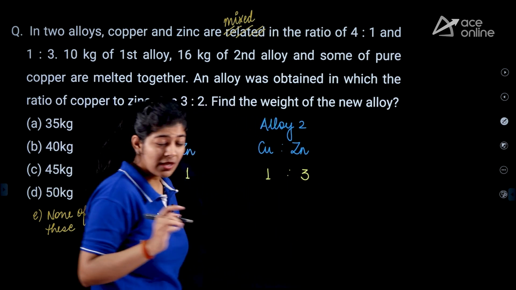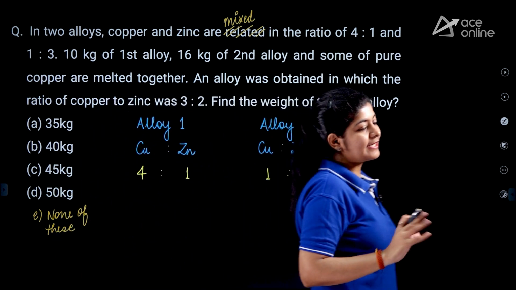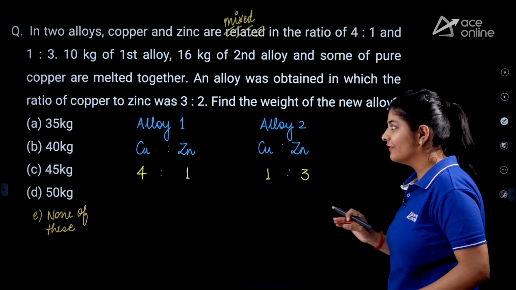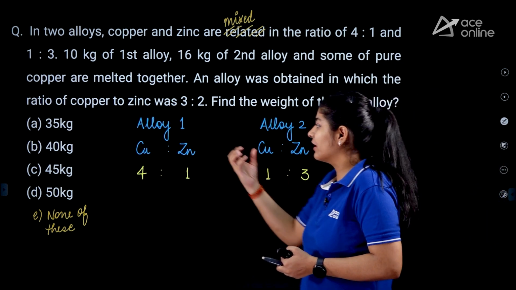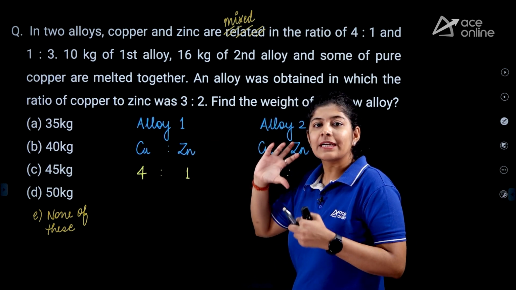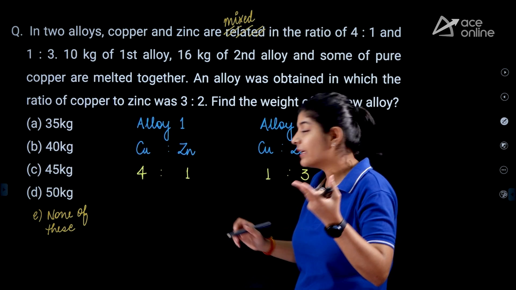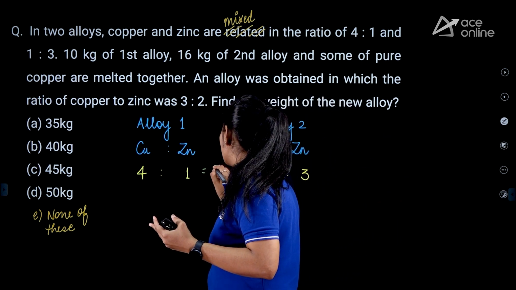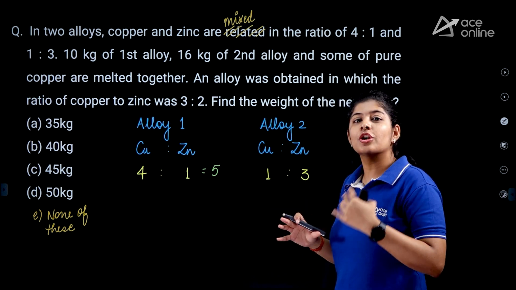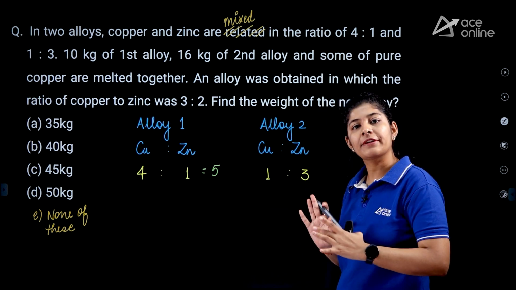Okay. Now, with this data, we can say that if in alloy 1 I am having 4 parts of copper and 1 part of zinc, that means in the combined format, the total weight of this alloy should be a multiple of 5.